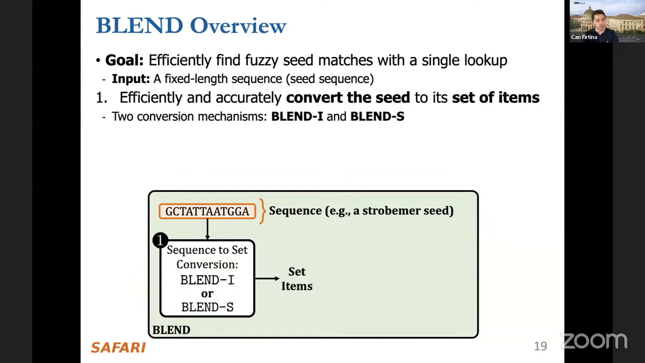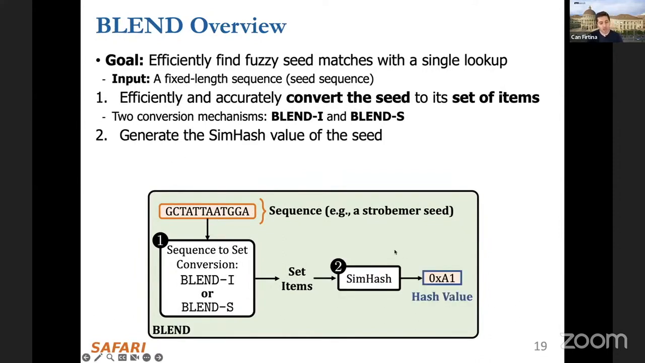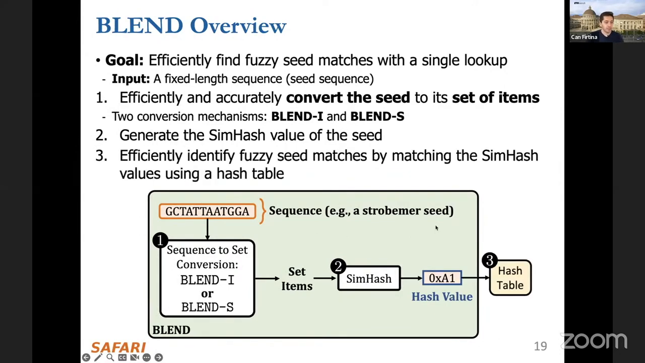So what we want to do is efficiently and accurately convert the particular seed to its set of items, so that we can use it with the SimHash technique, because the SimHash technique takes a set of items as input. We provide two conversion mechanisms for that. We call them Blend I and Blend S. After identifying the set items from these seeds, we use the SimHash technique, as I explained earlier, to generate the hash value of this particular seed from its set items. Then we can efficiently identify fuzzy seed matches by matching the SimHash values using a hash table.